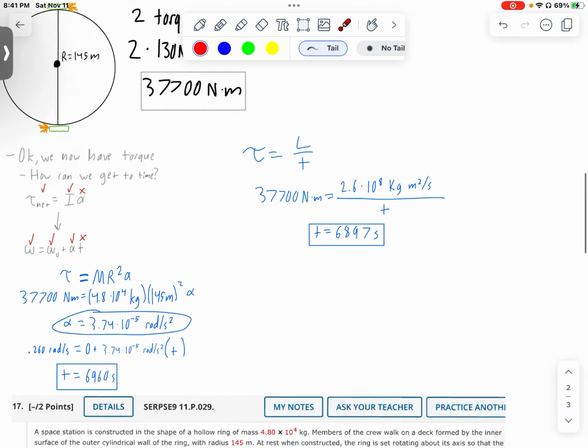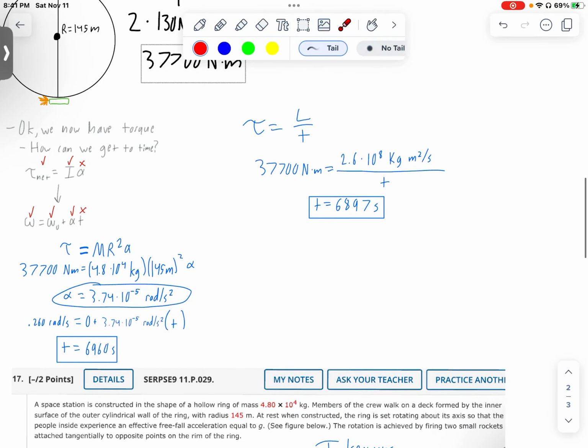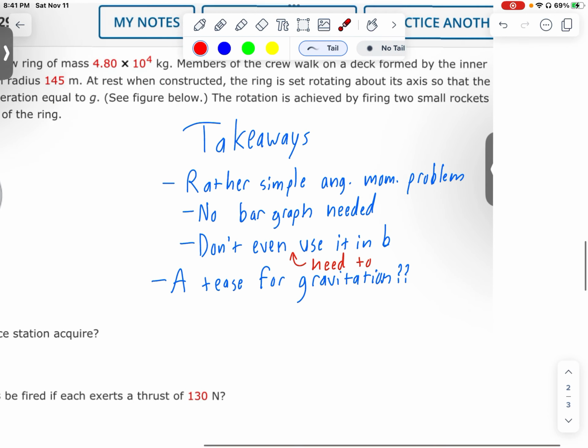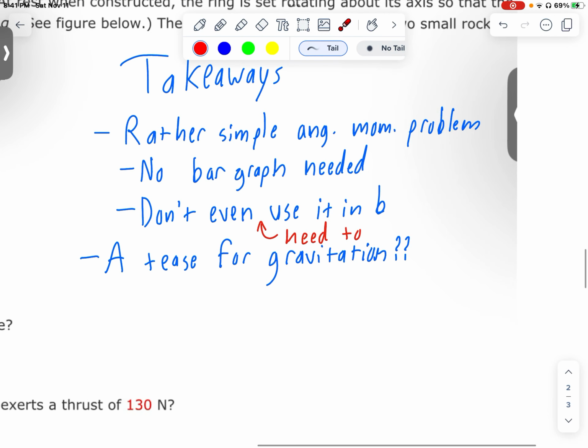And I mean, that's just an interesting part. Obviously, this is the angular momentum video, so I should be using angular momentum, but nevertheless, it's something interesting, and it's kind of nice that in physics there are multiple ways to go about things. And I also just put a little tease for gravitation because I thought that was fun.